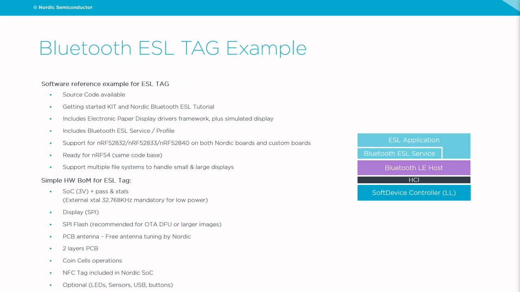As mentioned, a complete reference example for Bluetooth ESL is offered by Nordic. It includes source code and a getting started kit with a simple tutorial to go from zero up to designing your own tag. It provides two different types of drivers for electronic paper displays: a driver based on the Zephyr display drivers and custom ones. It includes the Bluetooth ESL service and profile implementation, and this is supported on multiple SoCs including the 52833 and 52840, and ready for the 54 using the same code base. We also provide different file systems to handle different types of images, smaller and larger display images.